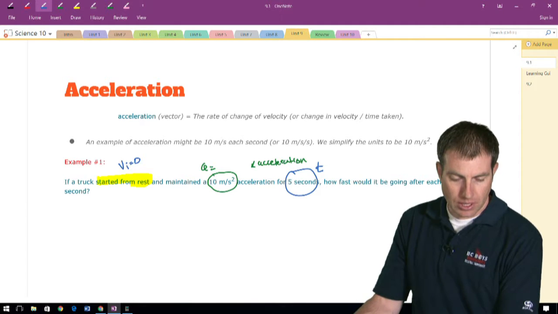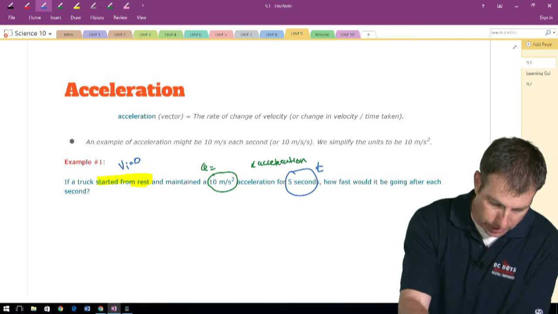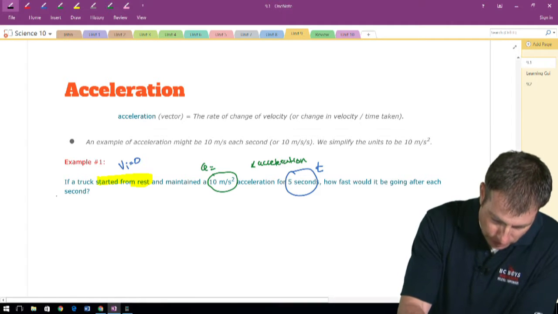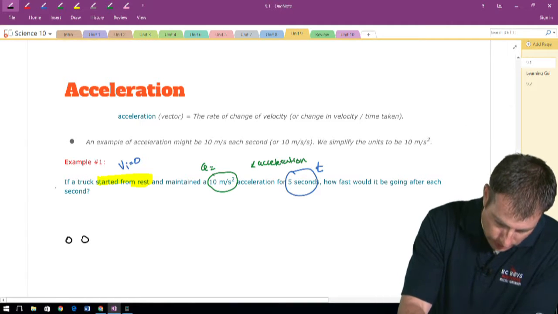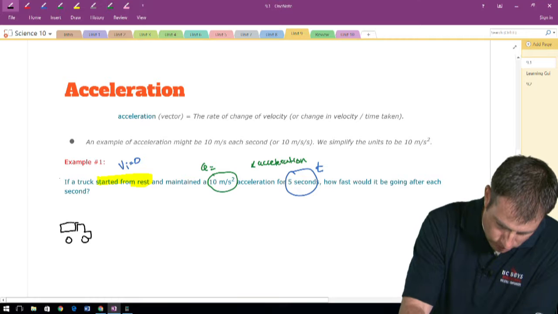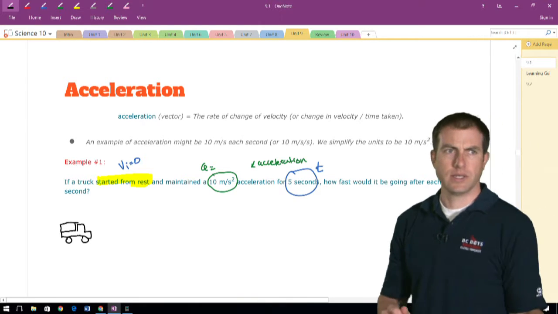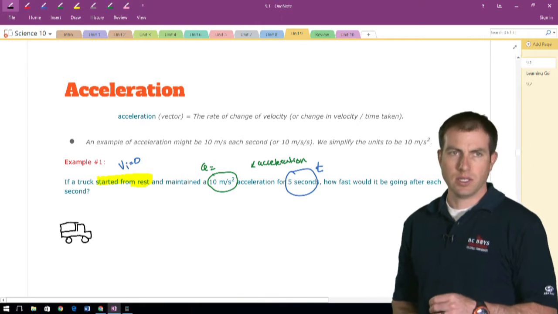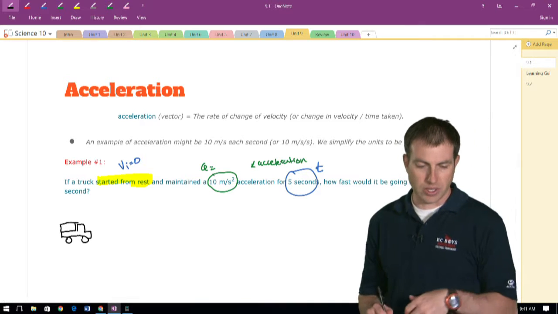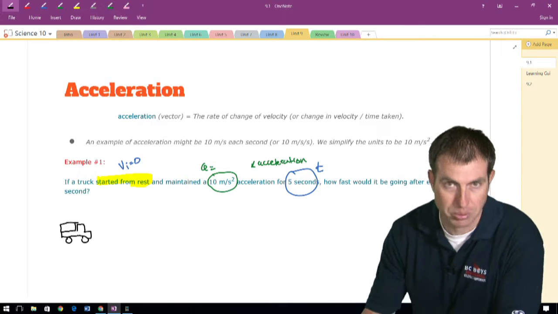All right, it's a truck, so I'm going to draw a truck. Here we go. I'm going to draw a dump truck. That is a good-looking truck. I know you guys were all thinking it. Nobody wanted to write it in the chat. Pretty proud of that truck.